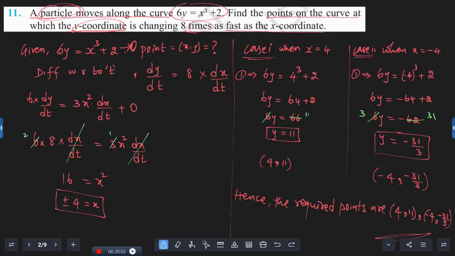Whenever you have a square root, you should write plus or minus. Okay, write fast.